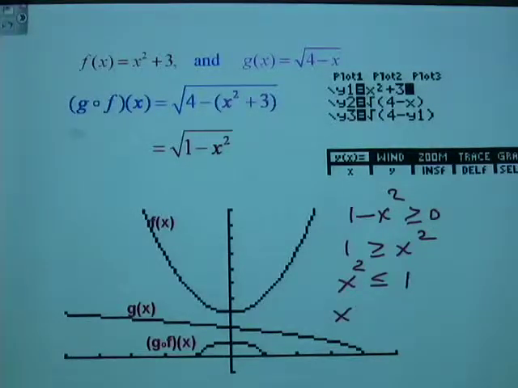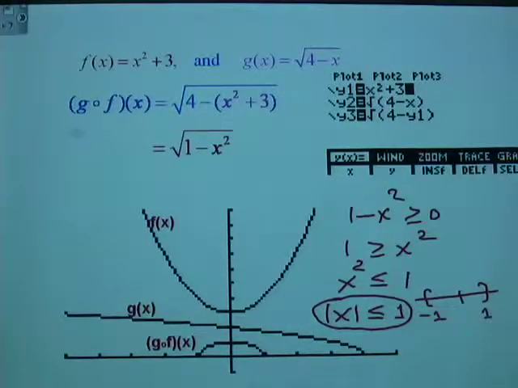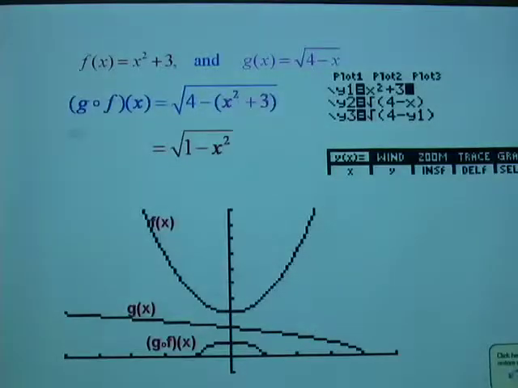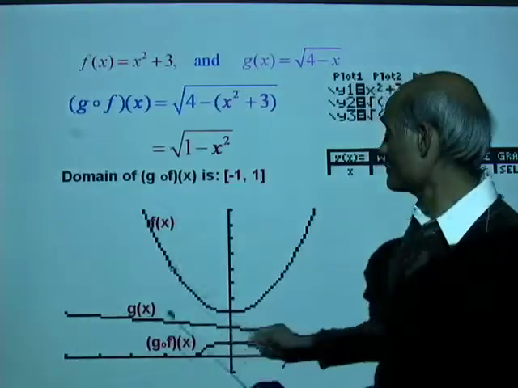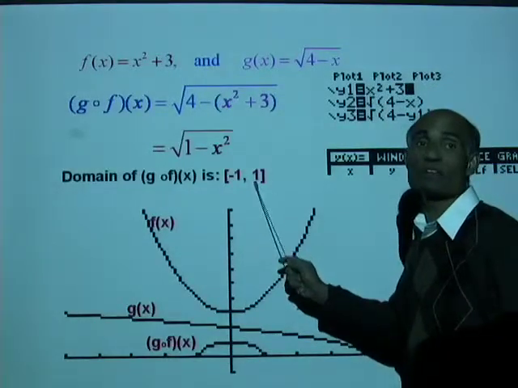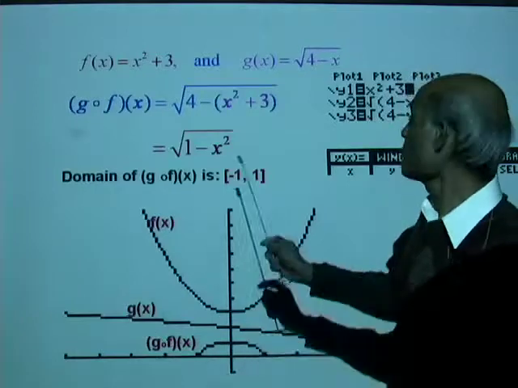Now, what does that mean? It means the absolute value of x is less than or equal to 1. You take the square root. What it means is that the values of x are between -1 and 1. Only then will the absolute value of x be less than or equal to 1. So the domain of f of g of x, as you see from the graph, is -1 to 1, both endpoints included.